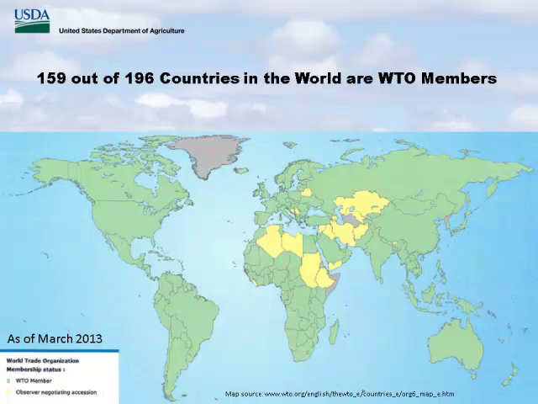About 159 of the 196 countries in the world, 80+% are members of the WTO. The OIE, or the World Organization for Animal Health, is the SPS authority for animal health, animal diseases. There's about 178 members, so it's a lot of members in the OIE.